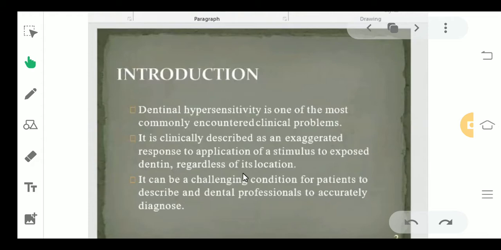Moving ahead with the introduction of dentinal hypersensitivity. Dentine hypersensitivity is one of the most commonly encountered clinical problems. It is the most common problem you will be seeing in your clinics, in your patients. It is clinically described as an exaggerated response to the application of a stimulus to exposed dentine.